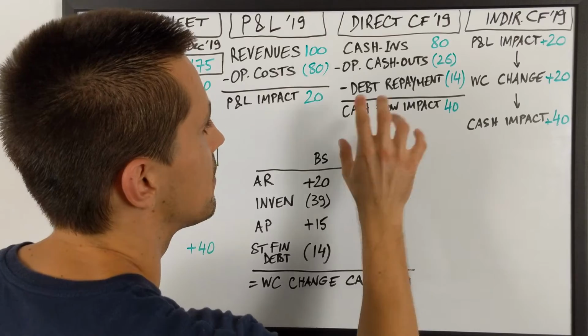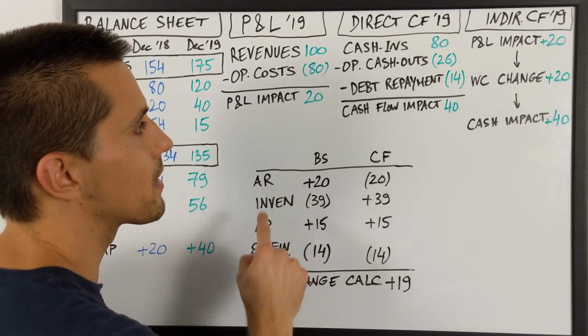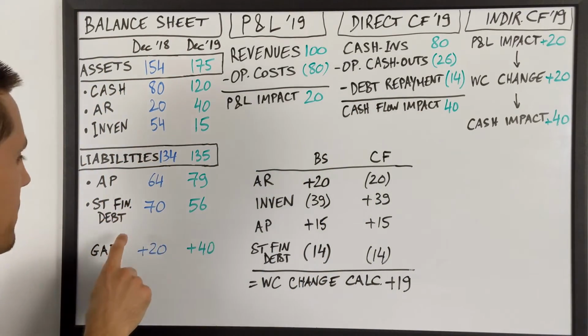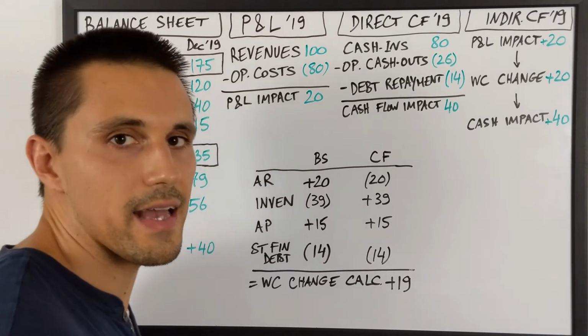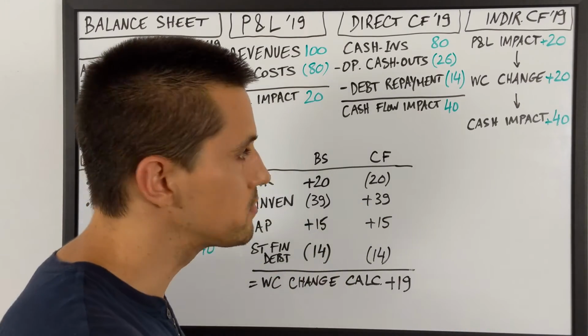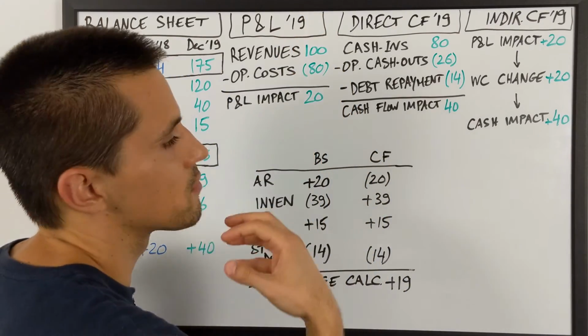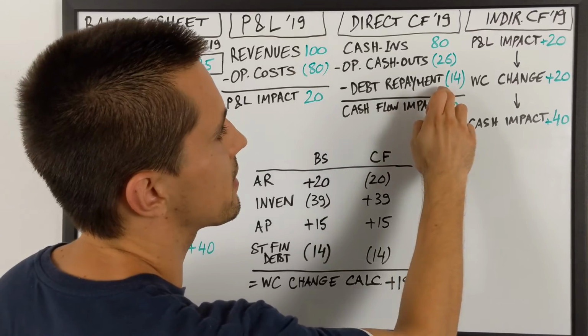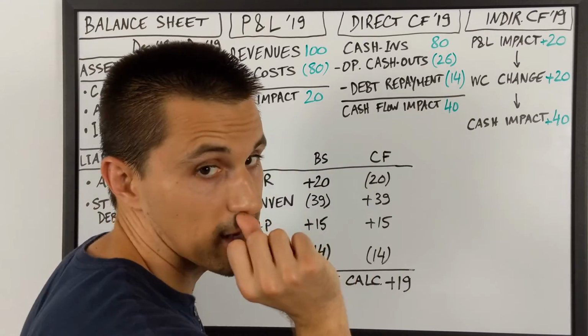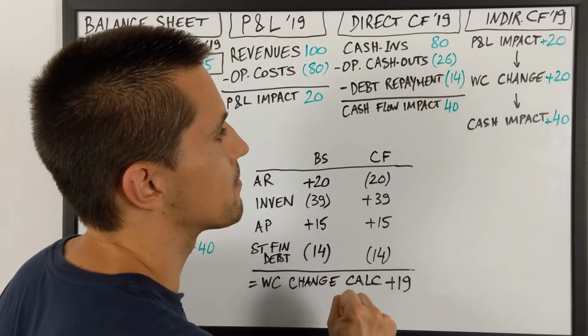And there is another effect that you do not see in the P&L. As you remember here, my financial debt is going down, which means I have paid back some loans. Obviously the repayment of loans is never in the P&L, but it's going to be in your cash flow, in your financial cash flow, in the debt repayment.